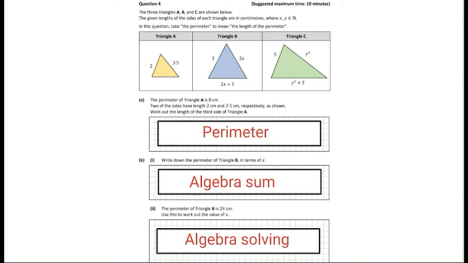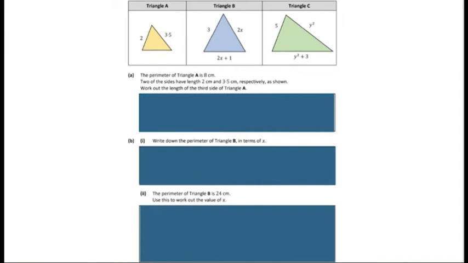And on to part two now, we're given the value 24. We set it equal to the perimeter, which is summed up in algebra, and we solve for x. So let's work out those parts to start off with. You can see there we're given 8. Okay, so the 8 is the total. So 8 minus 2 minus 3.5. Use your calculator, just be careful, get this right. It is going to be 2.5.